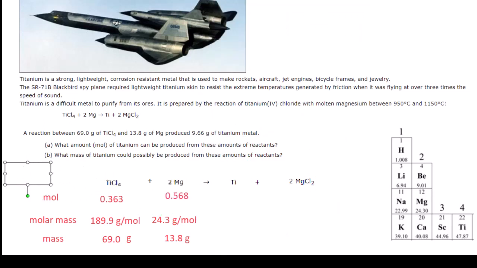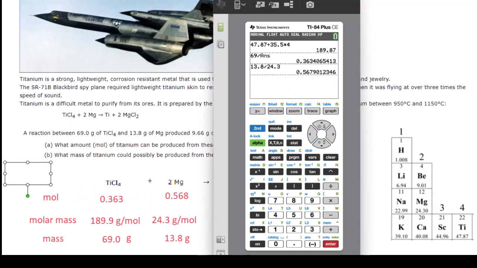Let's see if we had that right. There's our 0.568. So which one of these two are we going to use for the rest of our stoichiometry? Because we want to find out how much titanium is made. You have to find out which of these things you have the least of. That's going to be your controlling factor. This reaction is going to go on until you run out of one of the reactants, and then it's going to stop.